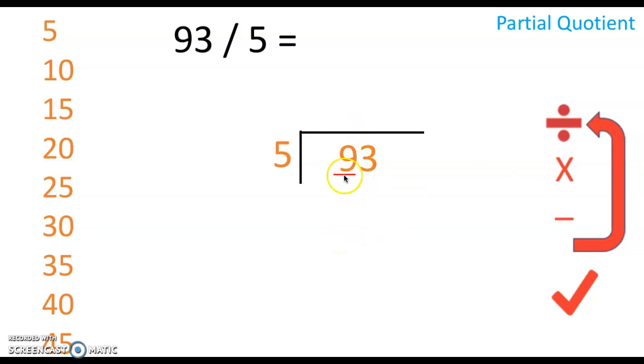Then we're going to see what's the closest we can get to 9 without going over. Oh, that's 5. That means I only skip counted 1 time to get there. But remember that 1 is really in the tens place. Then I will multiply. 10 times 5 is 50. Next step is to subtract. 3 minus 0 is 3. 9 minus 5 is 4.